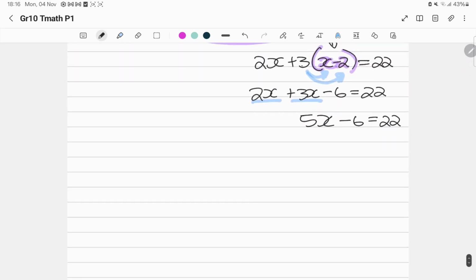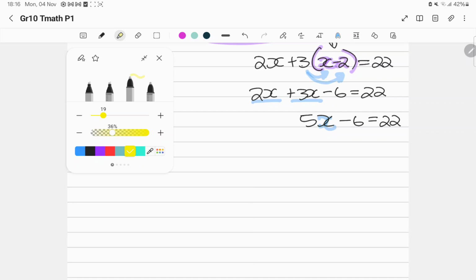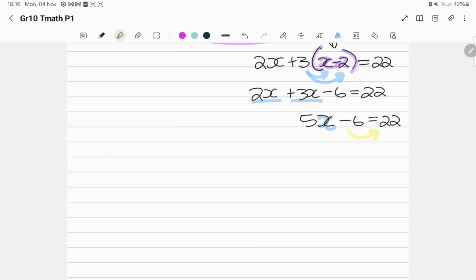Now I can go on. I want to get x alone, so I need to take over everything that is not my x. The first thing I'm taking over is the negative 6, and if it goes over it becomes plus 6. So I have 5x equals 28, and to get rid of this 5, I divide both sides by 5. That gives me x is equal to 28 over 5, or if you have a decimal answer, you can write the decimal answer.